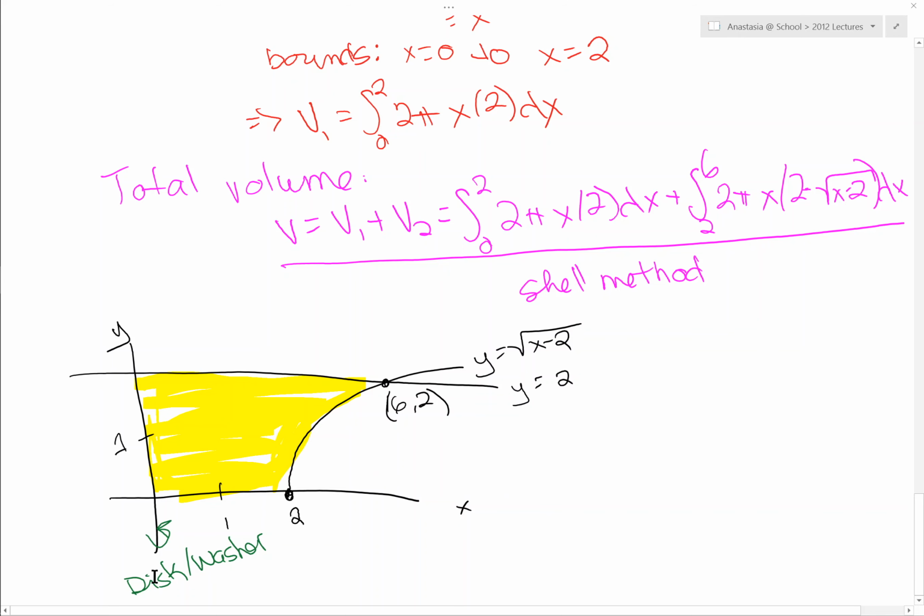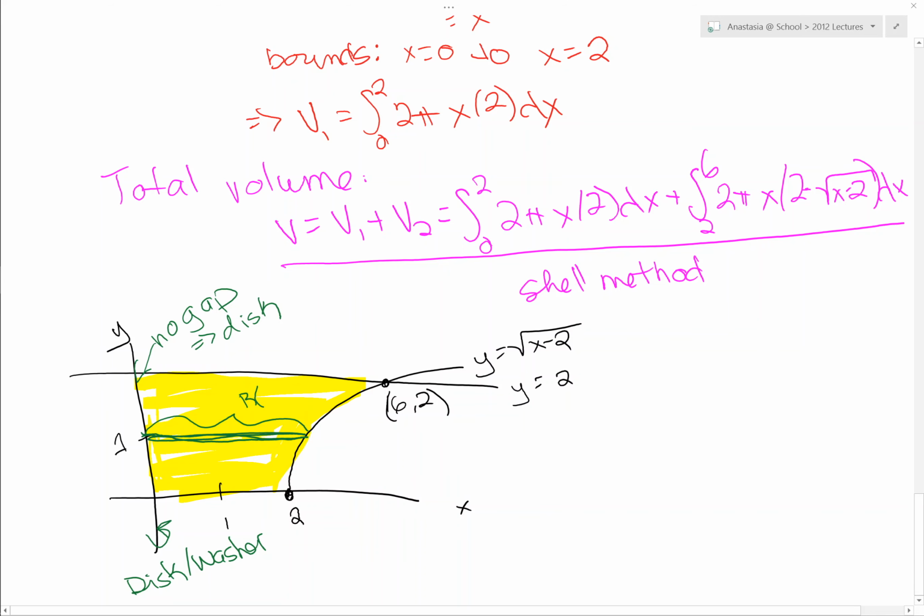Shell method says that we draw a line that's parallel to our axis of revolution, but disk washer is opposite of that. So I'm going to draw a horizontal line, and notice that there is no gap between this line and our axis of revolution, between our shaded region and our axis of revolution. So no gap means we are just going to have disks, so one radius. That radius value is going to be this.